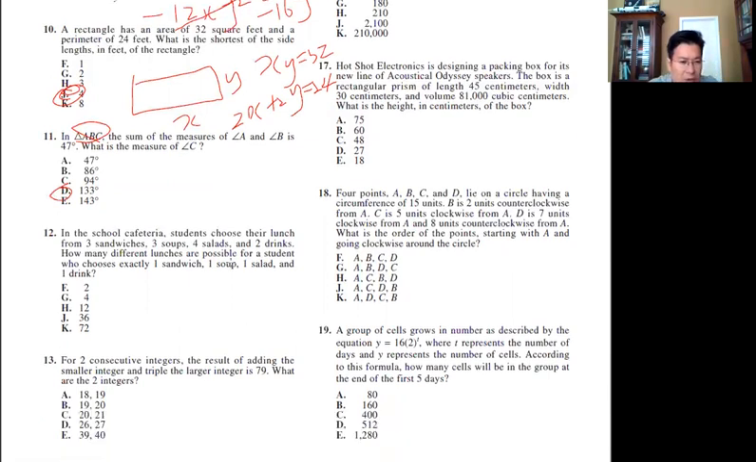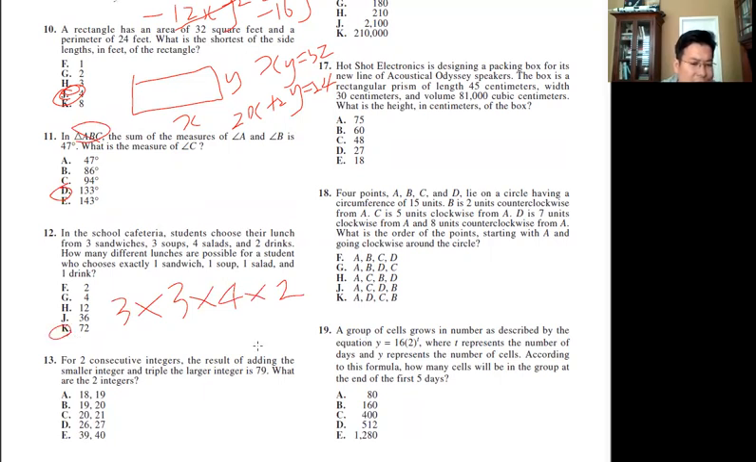And then 12, school cafeteria, a student chooses lunch: 3 sandwiches, 3 soups, 3 salads. Okay, all these things, you multiply them together. So 3 options, sandwich, 3 soup, salad, 4, and then 2 drinks. So then 9, 8, 72.